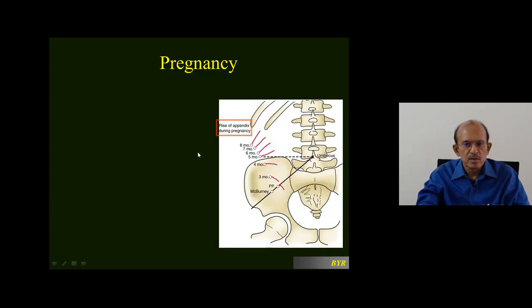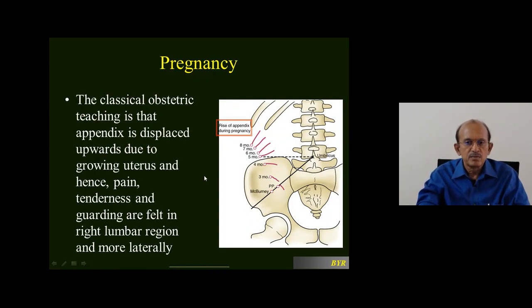In pregnancy, the symptoms may vary. If you read any obstetrical book, you will find that the appendix is displaced upwards due to the growing uterus, and hence pain, tenderness, and guarding are felt in the right lumbar region and more laterally. So this is what the obstetric books say. Because the pregnant uterus is growing upwards, it pushes the appendix slightly to the outside, and also it lifts the appendix upwards. That's why the appendicular pain is felt not in the right iliac fossa, the appendicular pain is felt higher above.